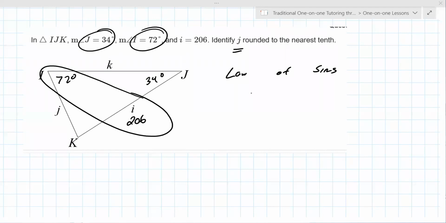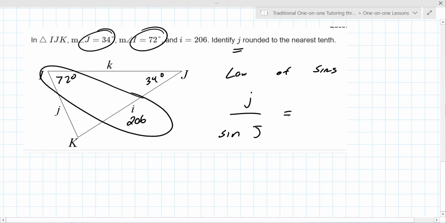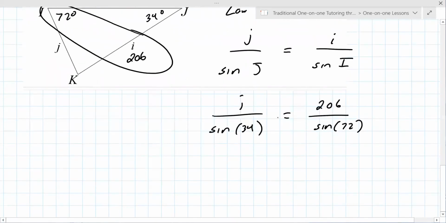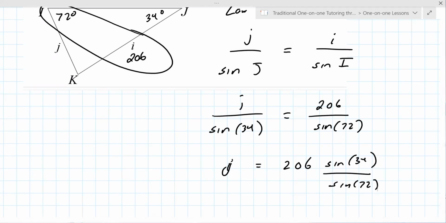So you put the thing you're trying to find, J, over sine big J equals what you have, I, over sine big I. So in this case, you have everything but little j. J over sine of 34 equals 206 over sine of 72. Now you can just bring this sine 34 over. So J equals 206 sine 34 over sine 72. So go ahead and enter that into your Desmos calculator.